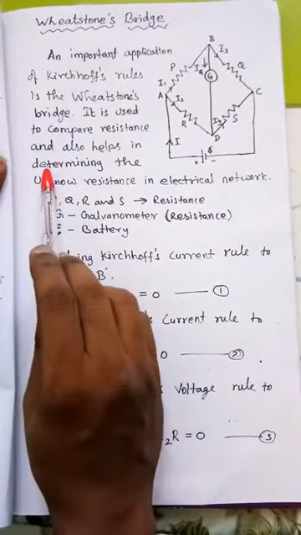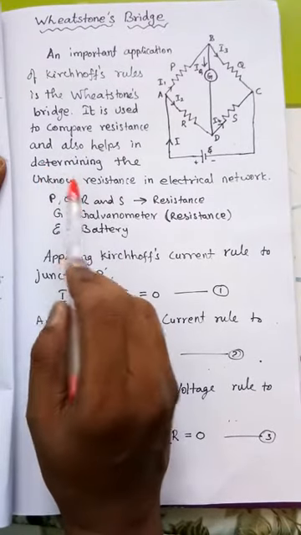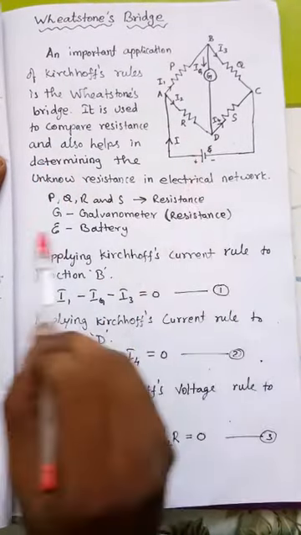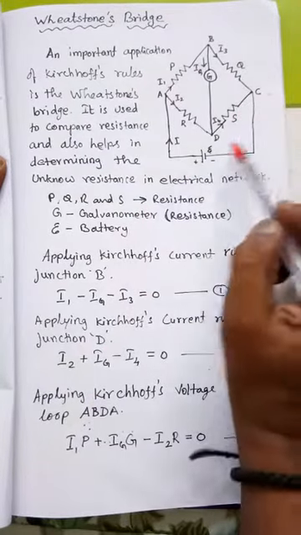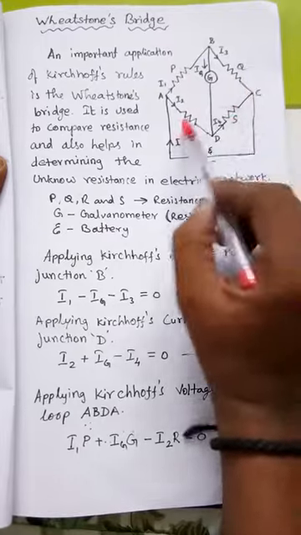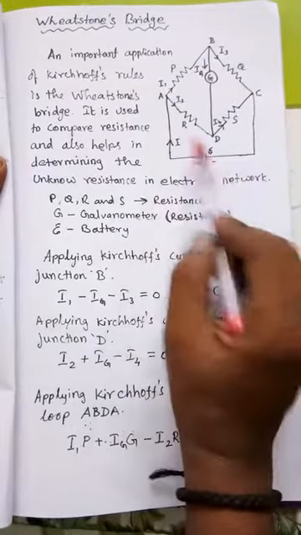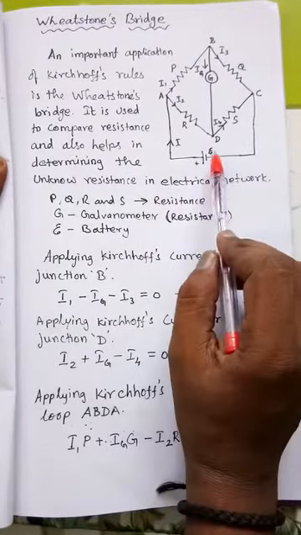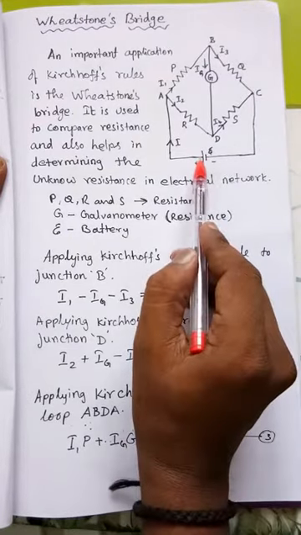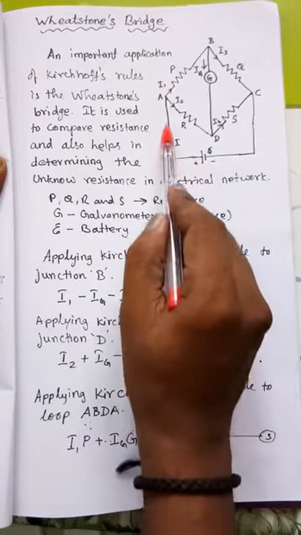So what is the use of the Wheatstone bridge? To determine the unknown resistance in an electrical circuit. See, this is one electrical network, with four resistances connected: P, Q, R, S. One battery, or an EMF, is connected from A to C, positive and negative. The current flows from positive to negative.